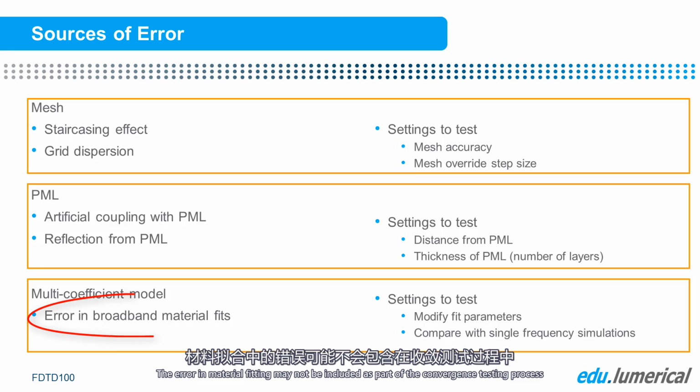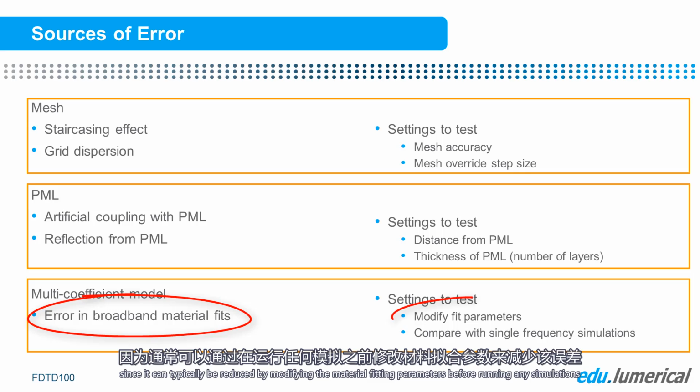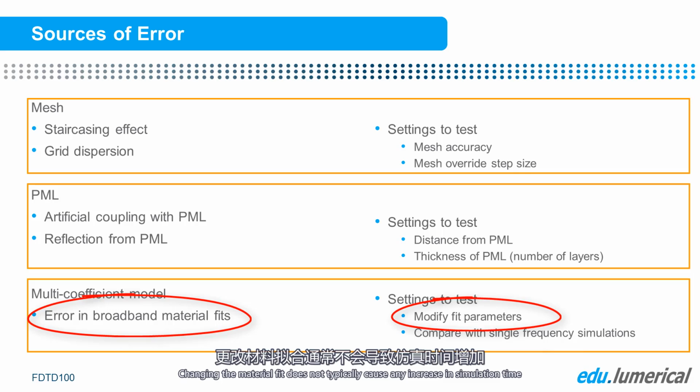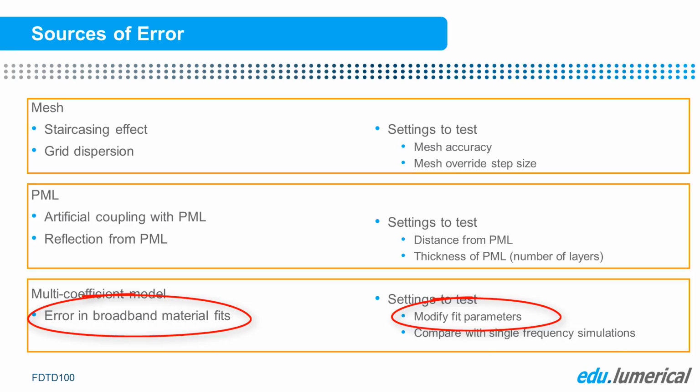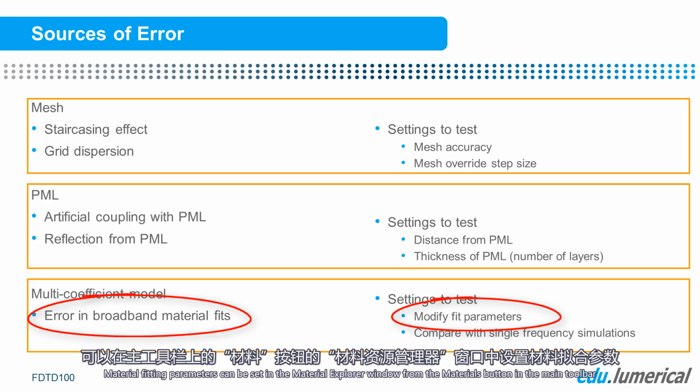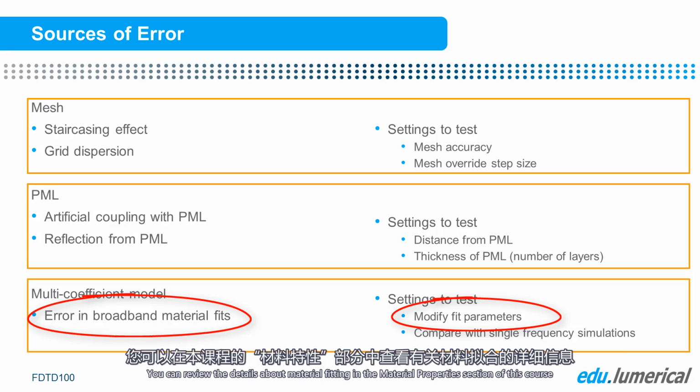The error in material fitting may not be included as part of the convergence testing process since it can typically be reduced by modifying the material fitting parameters before running any simulations. Changing the material fit does not typically cause any increase in simulation time. Material fitting parameters can be set in the Material Explorer window from the Materials button in the main toolbar. You can review the details about material fitting in the Material Properties section of this course.